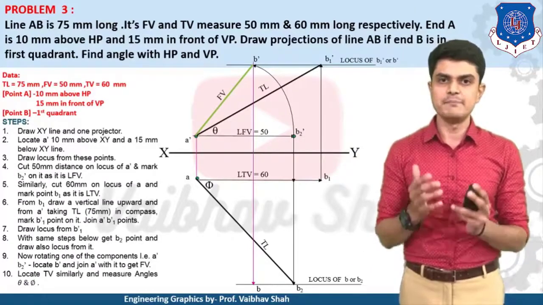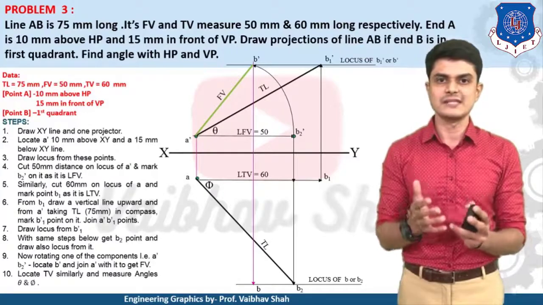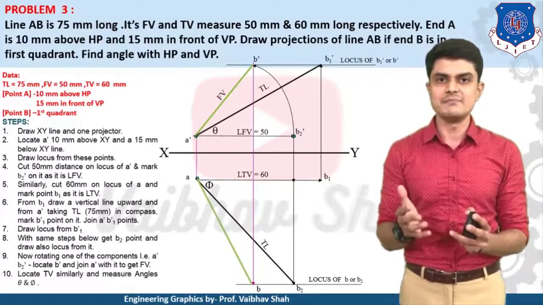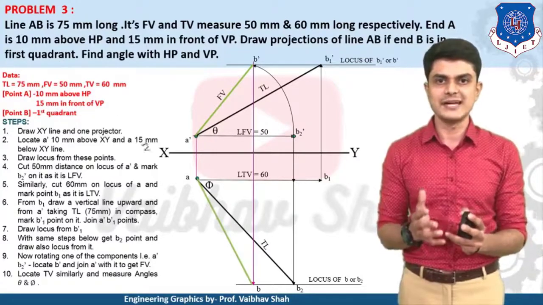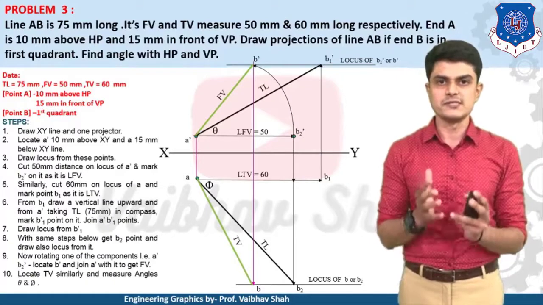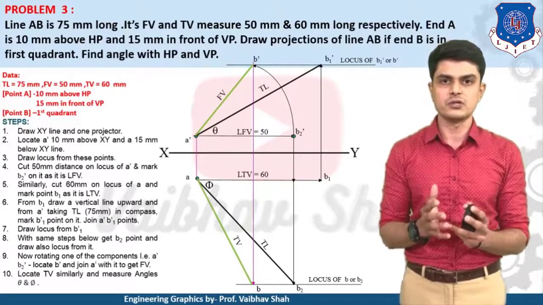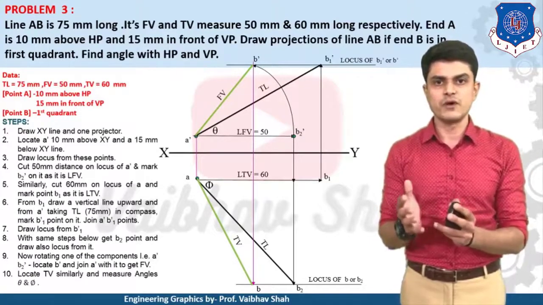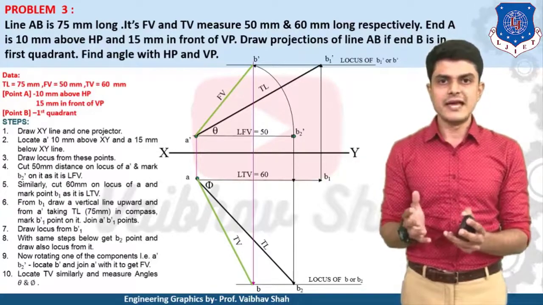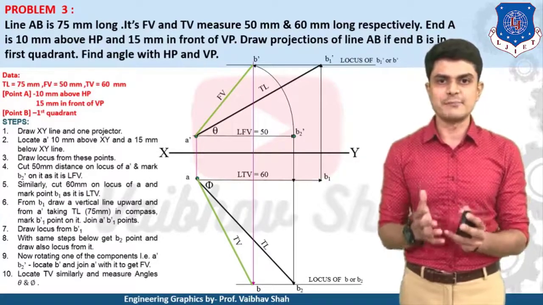After getting point B without dash, let us join this point A and B. So these are the points without dash, that means this is your top view. So this is your example over, because we have got the true lengths, the front view and the top view. That means your example is almost over.